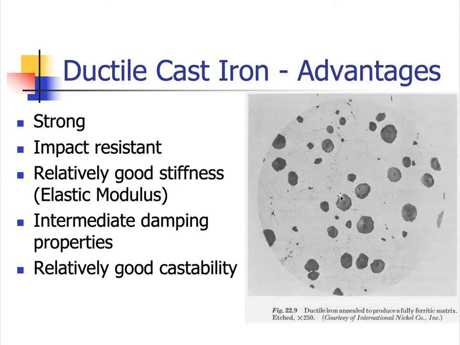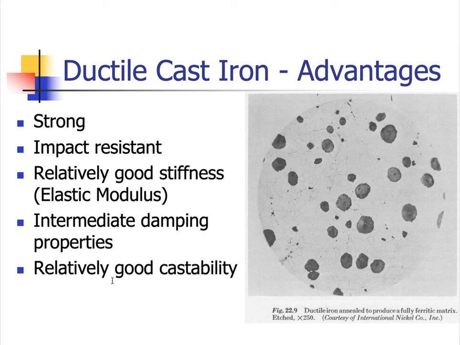So here's what it looks like under the microscope. We have spheroids of graphite with an iron surrounding matrix. Okay, relatively good elastic modulus, not quite as good as steel. The damping properties are not as good as gray cast iron because sound waves can travel through it a little bit easier than they can through the flakes.